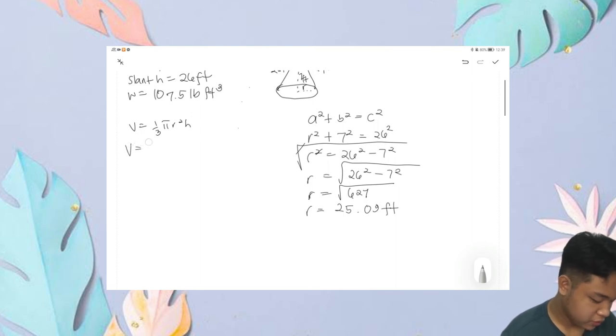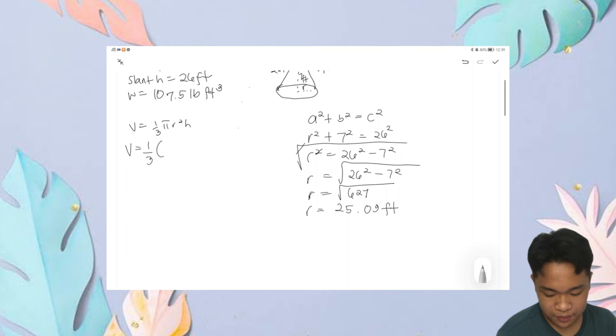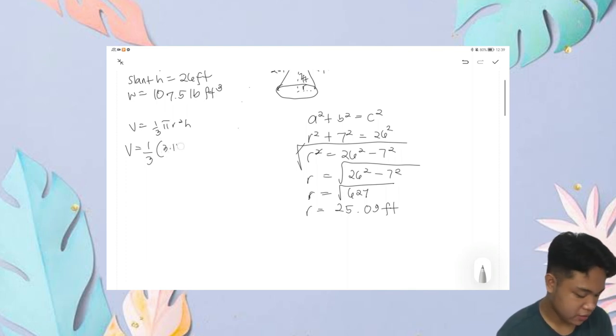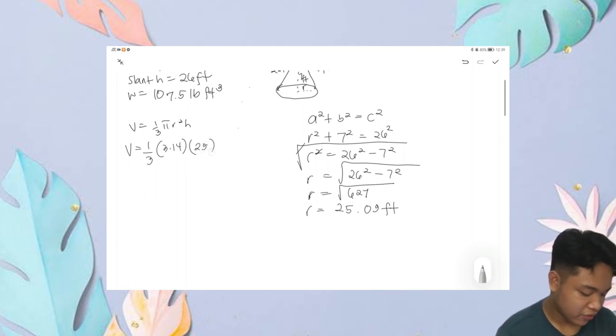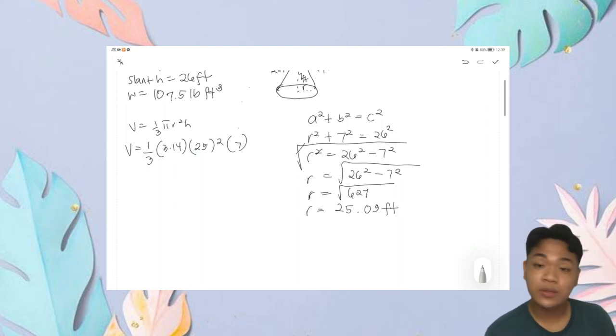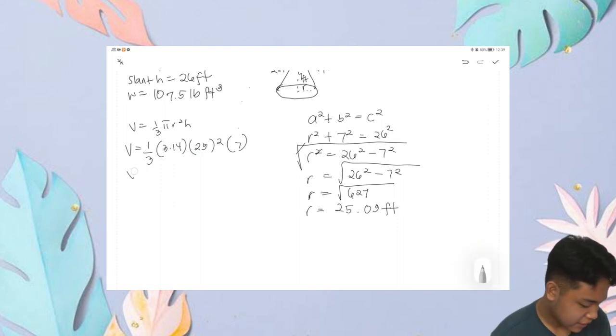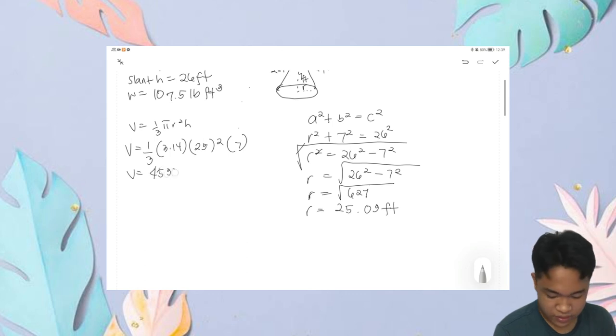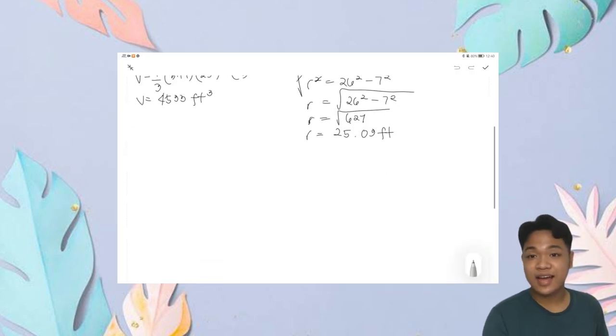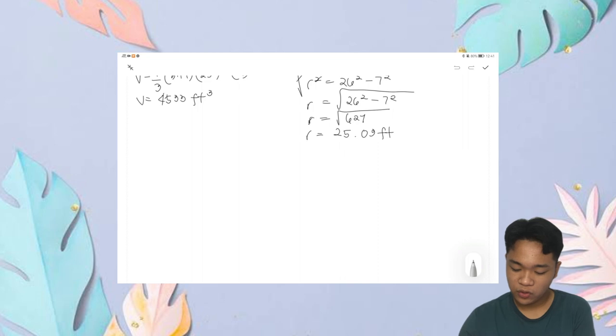So volume is 1/3 multiplied by pi, which is 3.14, and our radius, which is 25.03 feet. In my case, I will not be including 0.03. I will be making my radius a whole number. So I'm going to use only 25, then squared, and 7 multiplied by 7. So now the answer for the volume will be 4,533 feet cubed. Okay, so this is not yet the answer, since we are looking for the weight of the sand.